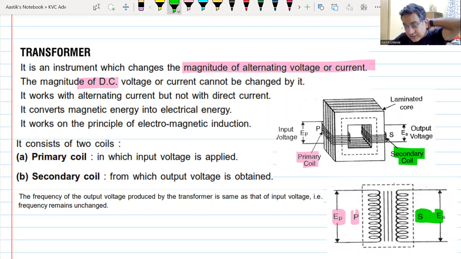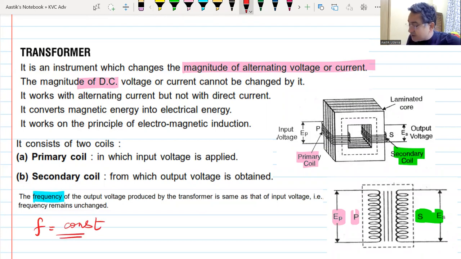Remember, you can change the value of voltage or current, but the frequency will remain constant. So the frequency F of the voltage will remain constant. The only thing that can be changed is the amplitude or the magnitude of alternating voltage or alternating current. I'll give you 2 minutes to note this down.